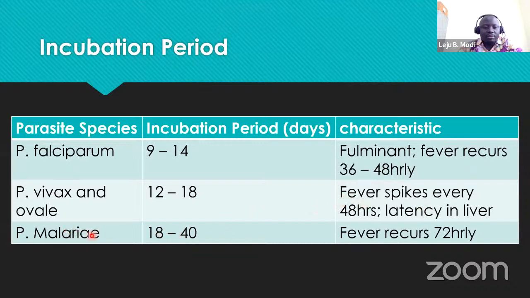The fourth one, malariae, takes about 18 to 40 days as incubation. So it's longer. Somebody can be bitten today by the mosquito and still get these signs maybe a month later. Its fever will be every 3 days. It comes, may subside, and then comes back after about 3 days. So that's what is characteristic. This information may be helpful for a medical practitioner, for example.